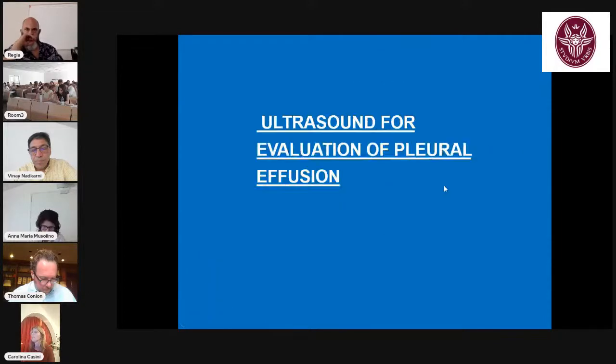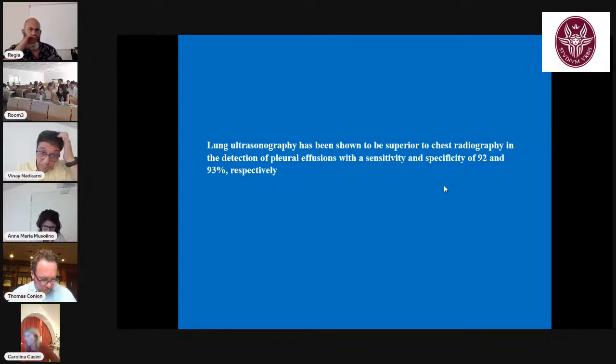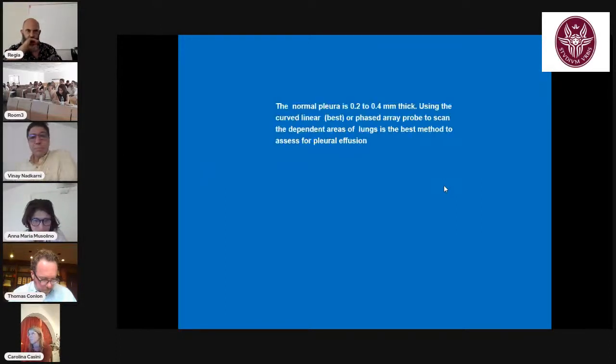Well, what about the evaluation for pleural effusion? Lung ultrasonography has been shown to be superior to chest radiography in the detection of pleural effusion, with a sensitivity and specificity of 92% and 93% respectively. Normal pleura is 0.2 to 0.4 millimeter thick.